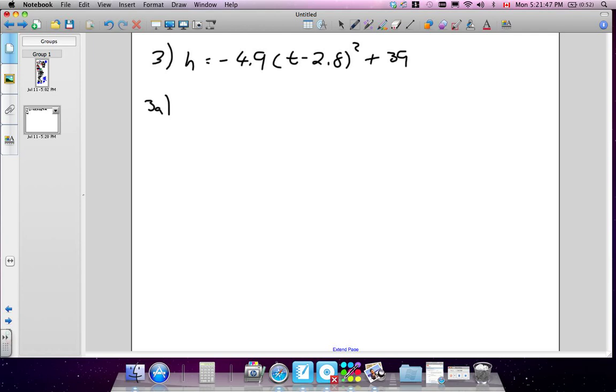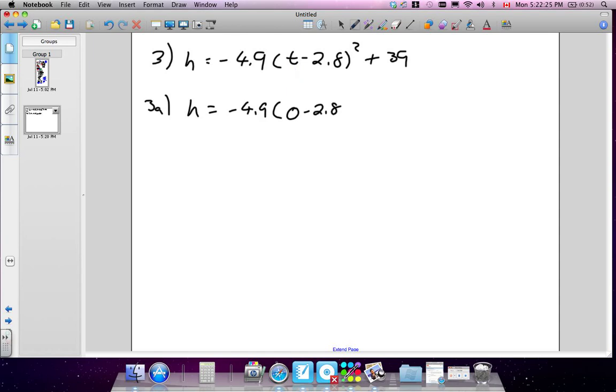So 3a asks us how high off the ground was the ball when it was hit? So when a ball is hit, what are they referring to in terms of time? At what time is the ball hit at? Do you know? Let's say we're playing t-ball, okay? And the ball gets hit. At this point in time, technically how long has it been since the ball's been hit? The ball's sitting right here. 0. 0 seconds. So essentially, I'm going to replace t with the number 0.